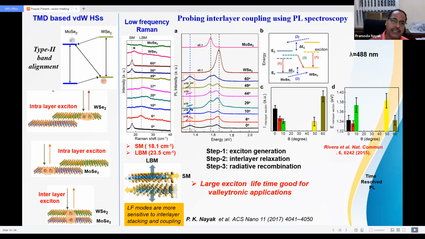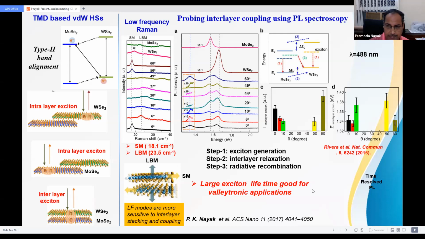And then you can see there is the emergence of the interlayer exciton. When the stacking angle is very close to 0 and 60 degree, you can see the interlayer intensity is maximum. Then it reduces at intermediate angles. Here you can see. So there is exciton generation, then relaxation, then radiative recombination, and you can form this interlayer exciton, which is more sensitive to the twist angle.